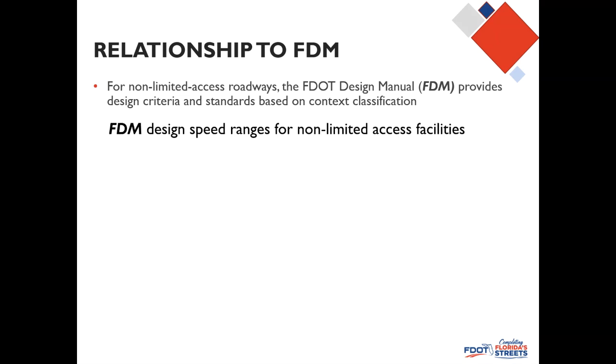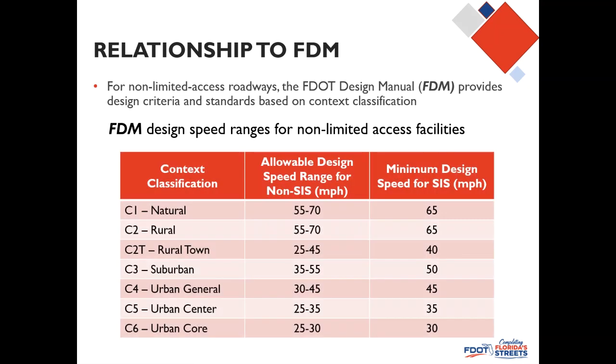For instance, the FDM design speed ranges for non-limited access facilities, shown here, show the allowable design speed range based on context classification. If we consider the top of the list here in C1 natural, you have high speeds, 55 to 70 miles an hour in these natural and rural areas, C1 and C2. Whereas in the C6 urban core and C5 urban center locations, where we expect high numbers of pedestrians and a wide mix of uses, we have much lower design speeds, 25 to 30 or 25 to 35 miles an hour. This is to allow the roadway to match the context where the roadway is found. At DOT, we call this putting the right road in the right place.